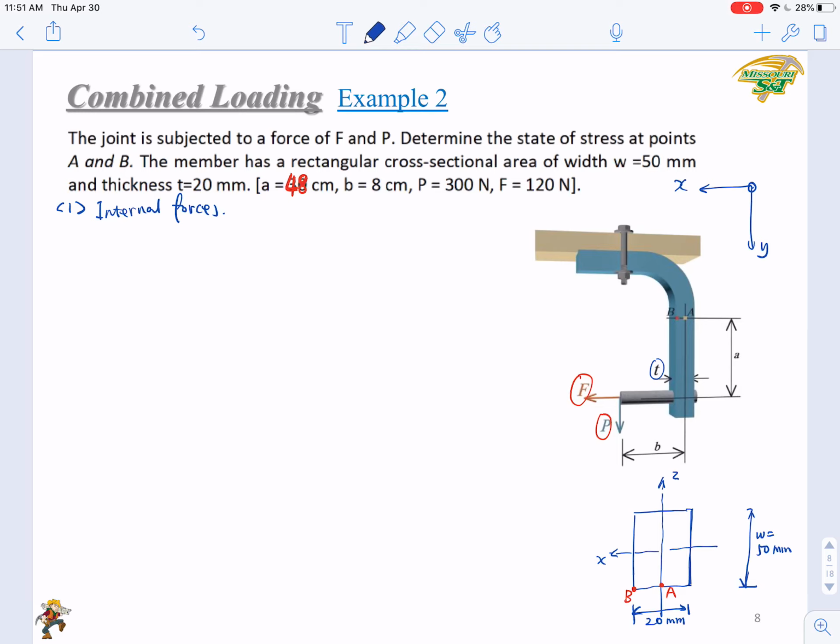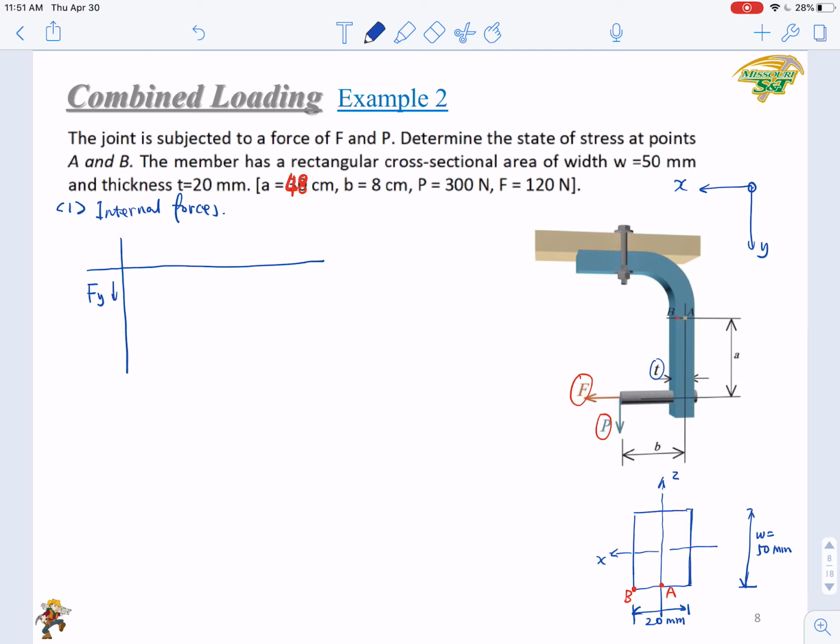Since here will involve two external loadings, it will be more complicated. So normally we recommend to use a table. I recommend to use a table to do this analysis. We draw the table in this way. The potential internal forces will include normal force. The normal force is along the axial direction, and the axial direction in this case is y direction, right? So we can say this normal force Fy along the y direction.